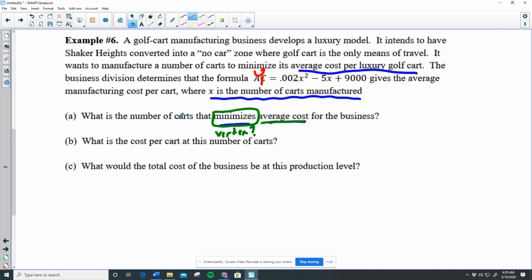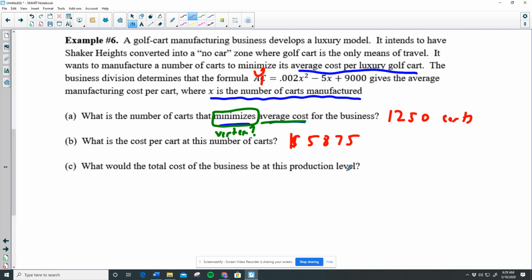So part A, what is the number of carts that minimizes the average cost? This is asking for quantity. That's 1,250 carts. What is the cost per cart at this number of carts? Well, that's the y value. That's the $5,875. Let's read part C. What would the total cost of the business be at this production level?